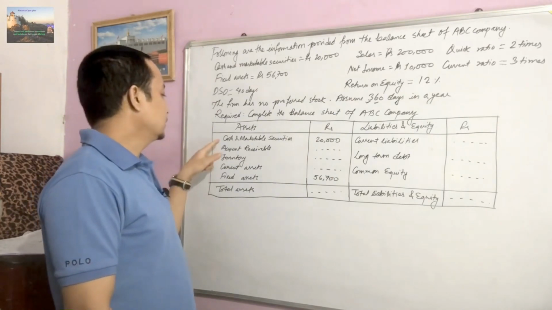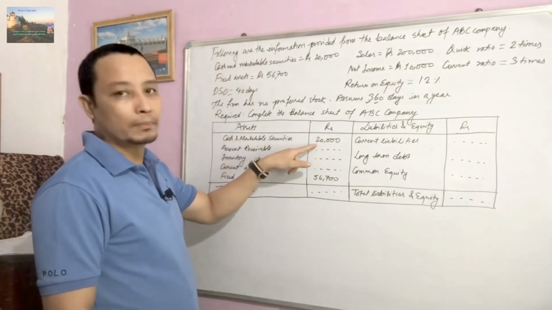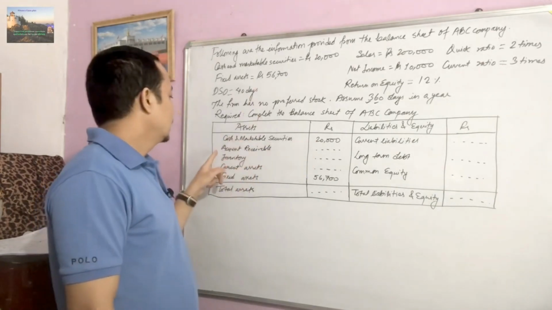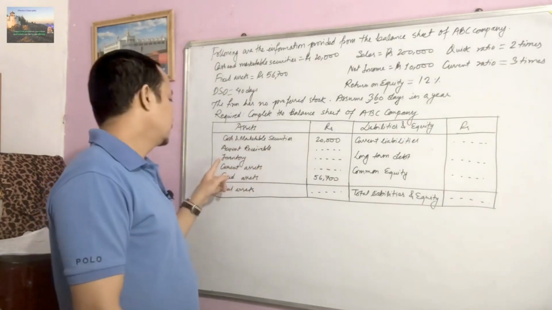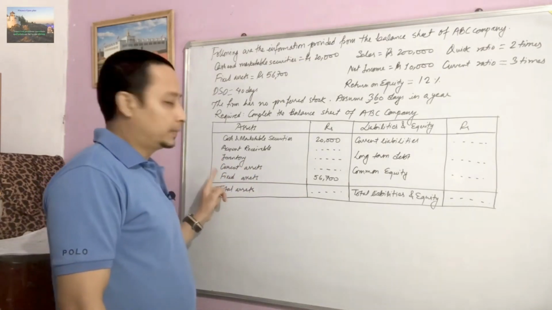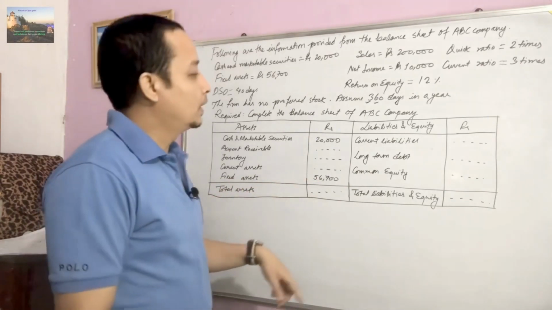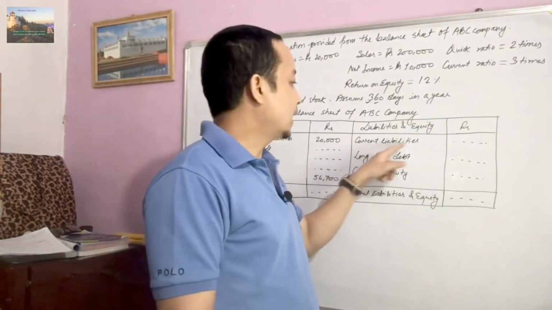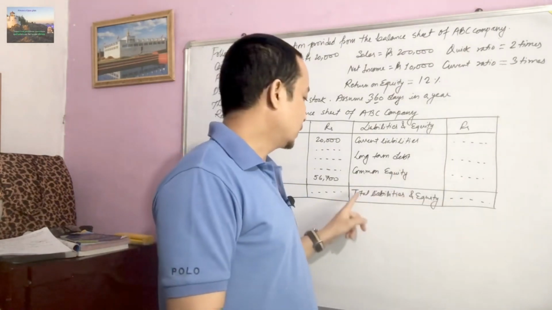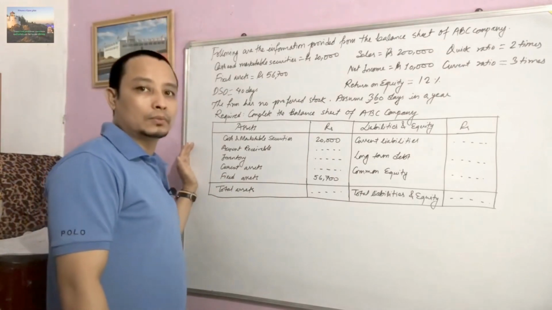So here the information which are given in the question are already placed in the balance sheet. Cash and marketable security 20,000 is already in the question. Account receivable, you have to find; you have to find inventory, you have to find current asset. You are given here fixed asset 56,700. Again here total asset you have to find. And in the liability side you have to find current liabilities, long-term debt, likewise common equity, and in total liability and equity, that also you have to find. So now let's see how to solve this problem.